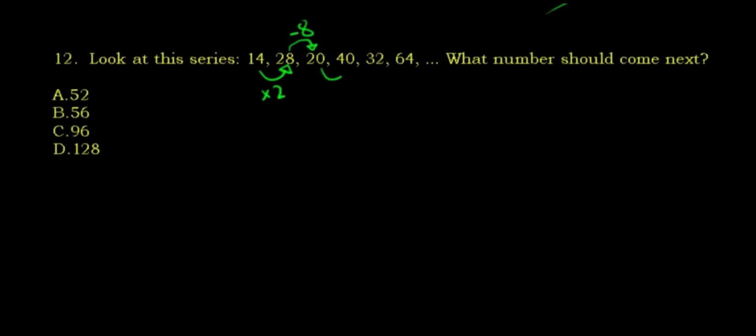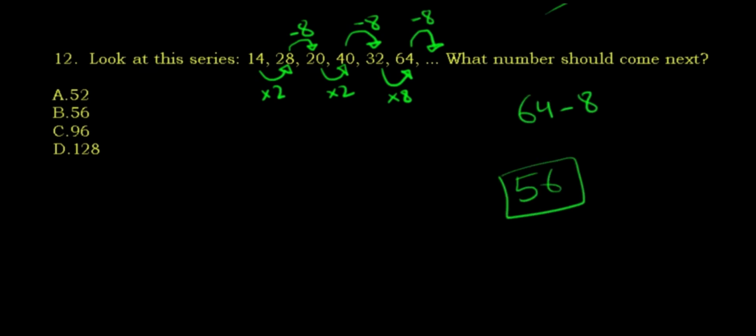Then do you see that 20 doubled again to give you a 40? Then again, you subtracted an 8. 32 doubles to give you a 64. What am I supposed to do next? Subtract an 8. So 64, take away 8, that would give me 56. Answer: 56. So it's really a matter of being able to let the pattern click into your mind.